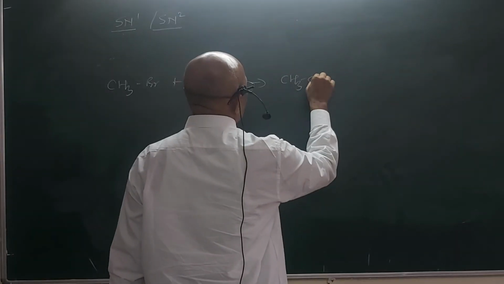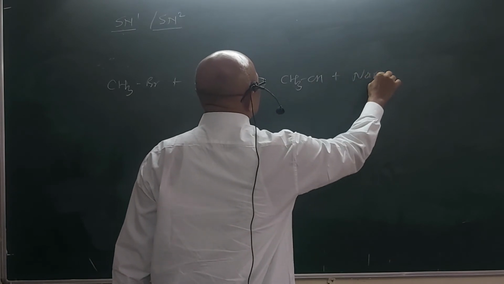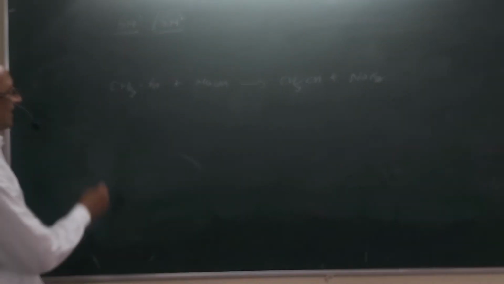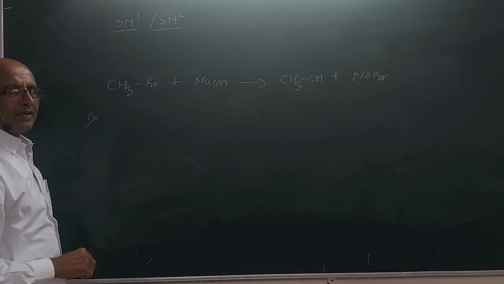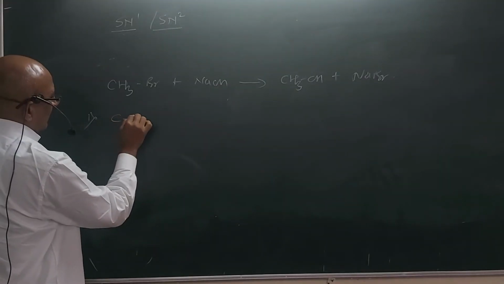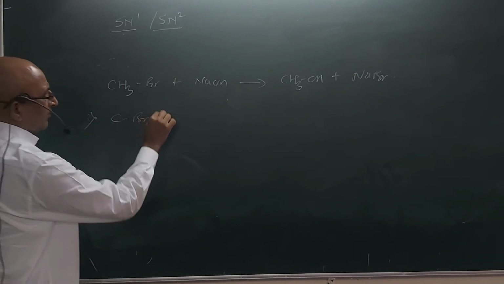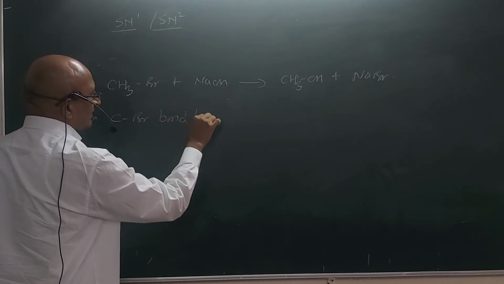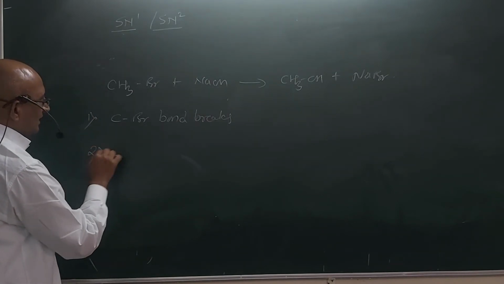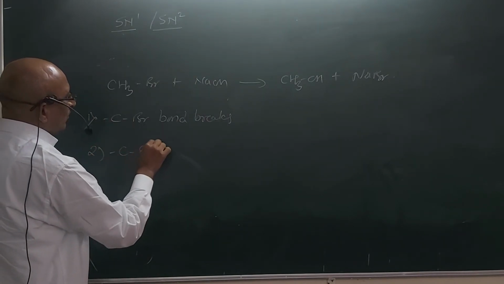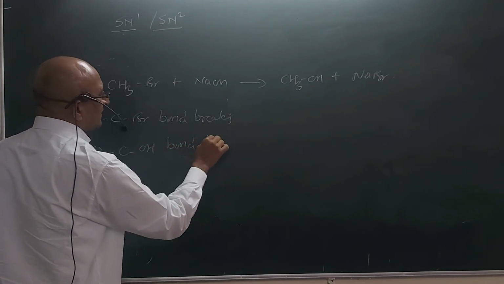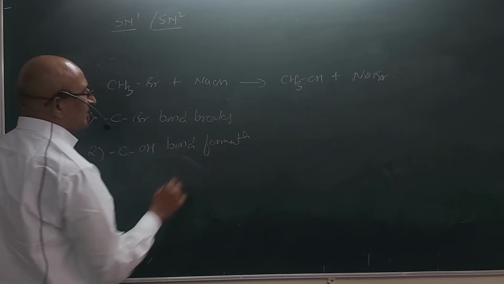Because when we consider a simple example, CH3Br on reaction with NaOH gives the product CH3OH plus NaBr. Now what are the things that happen in this reaction? Three things are happening. First of all, the C-Br bond breaks. The second thing that happens in this reaction is that the C-OH bond forms, that is, the bond formation is taking place.